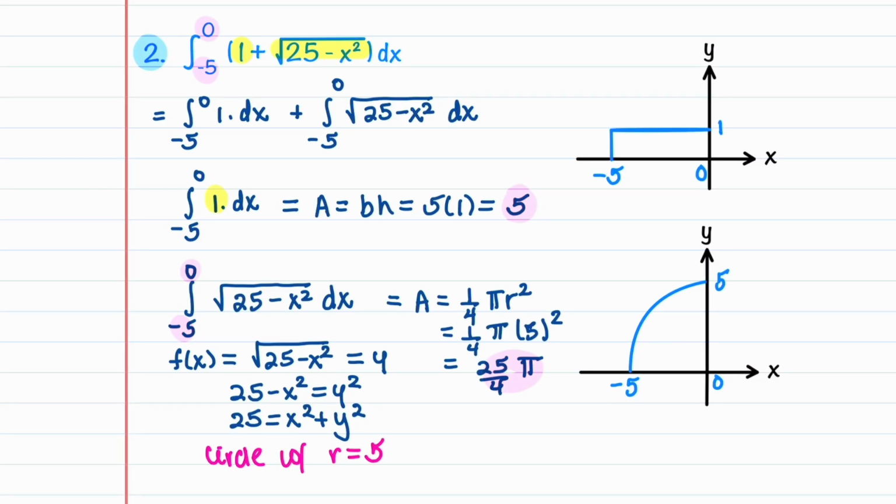Now all we have to do is add both of these up to get our final answer. So let's write down that our answer is going to be our first area, 5, plus our second area, which is 25/4 times pi. And there's our answer.